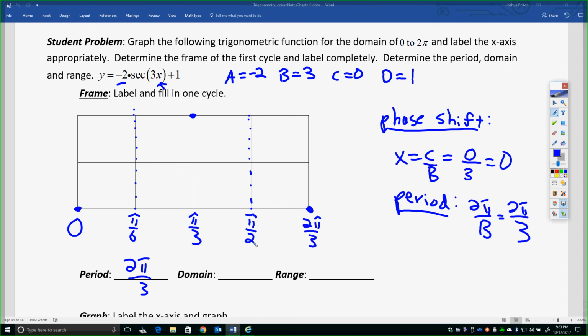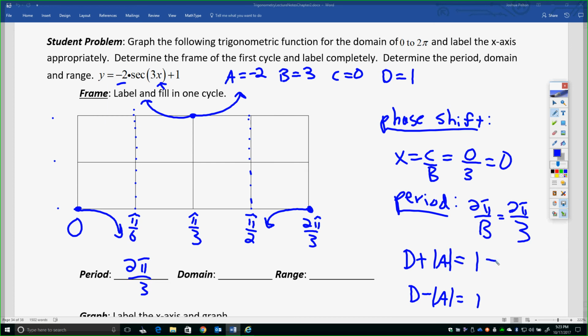Okay, so now we can do our domain and range. If we made the graph, we know this goes forever down and forever up, but there's a gap here between the two values. So we're going to figure out what those are. That's D plus A and D minus A, where D in this case is 1, and A is the absolute value, which becomes a 2. So that's a 3 and a -1. If I add those up, I get 2, divided by 2 is a 1. So it means there's a gap between -1 and 3.